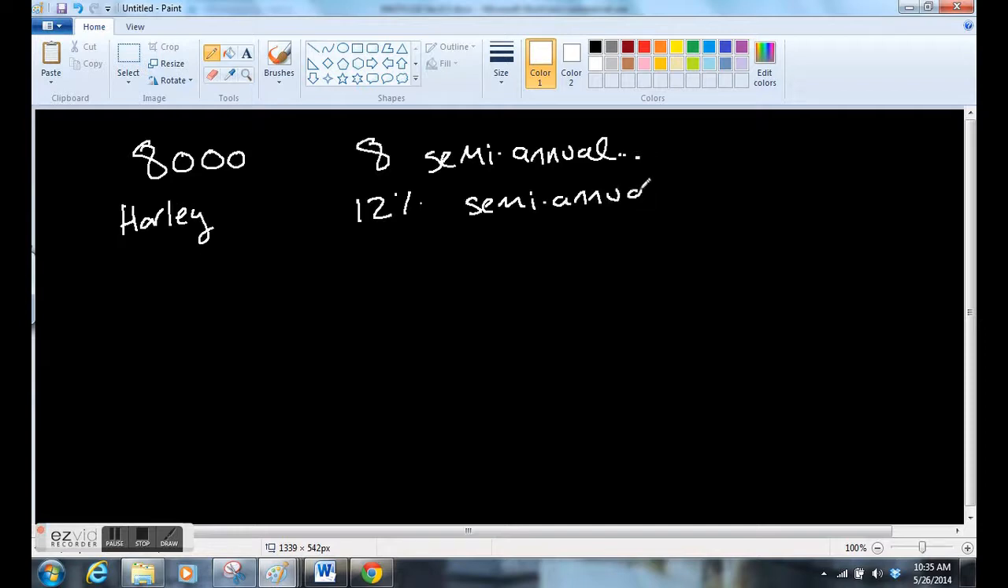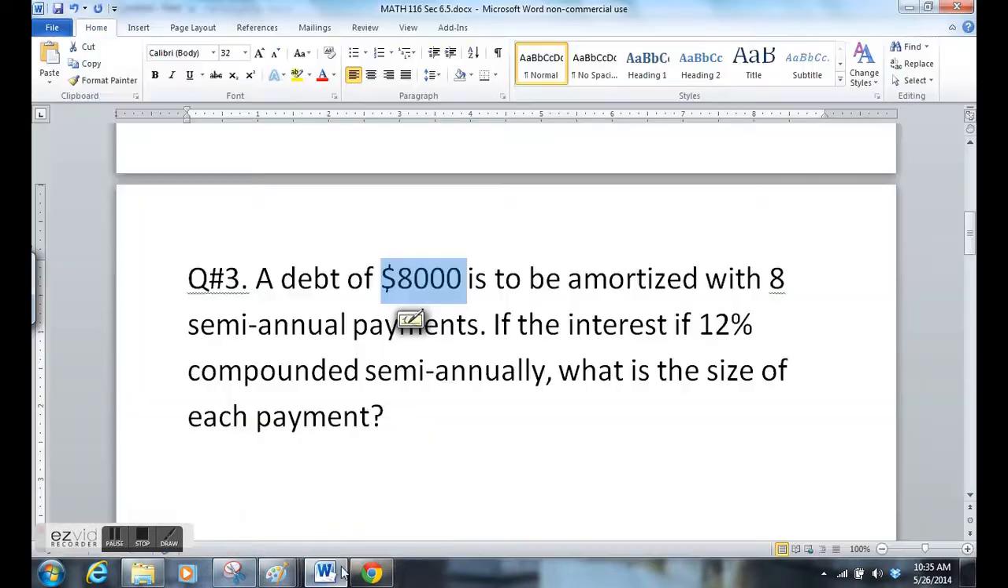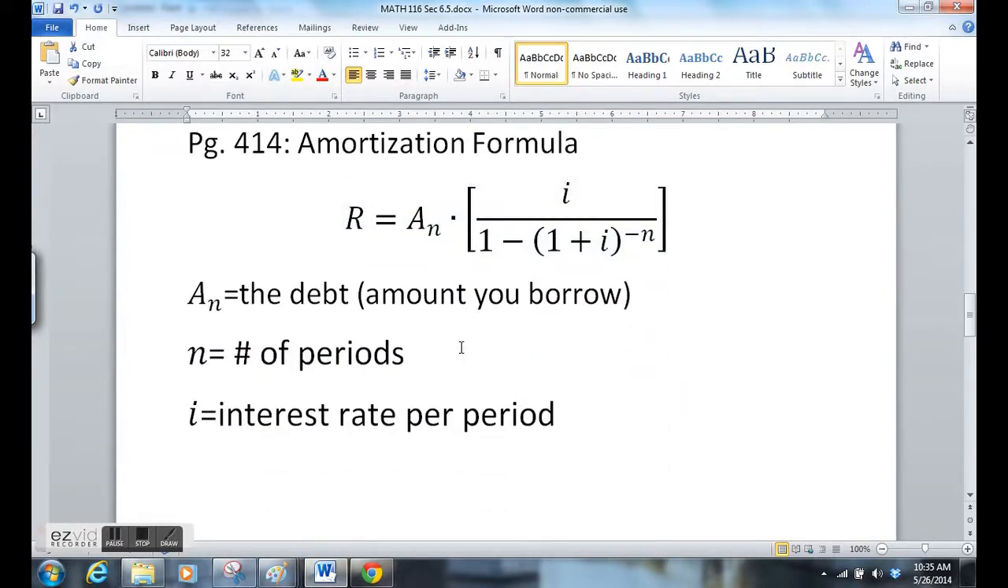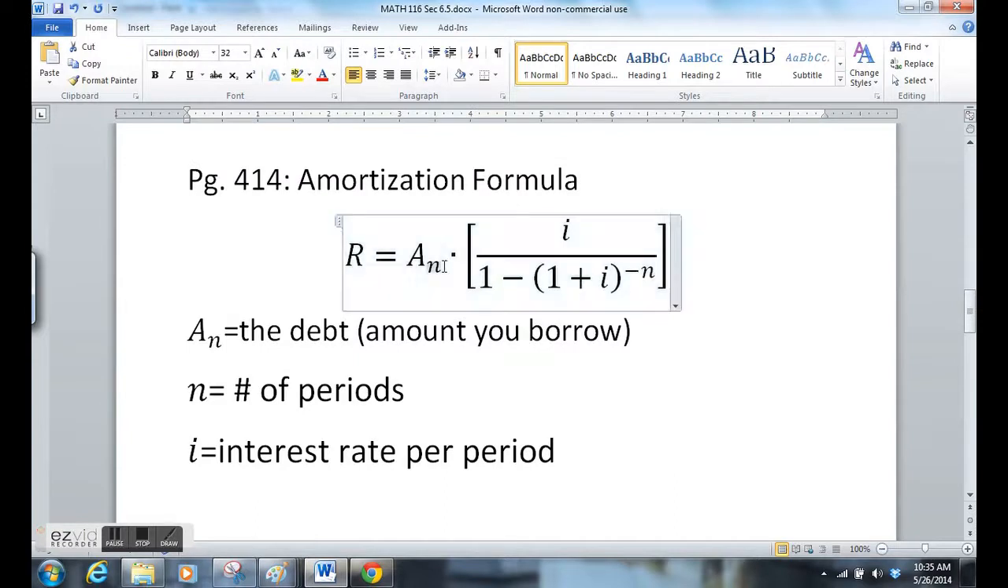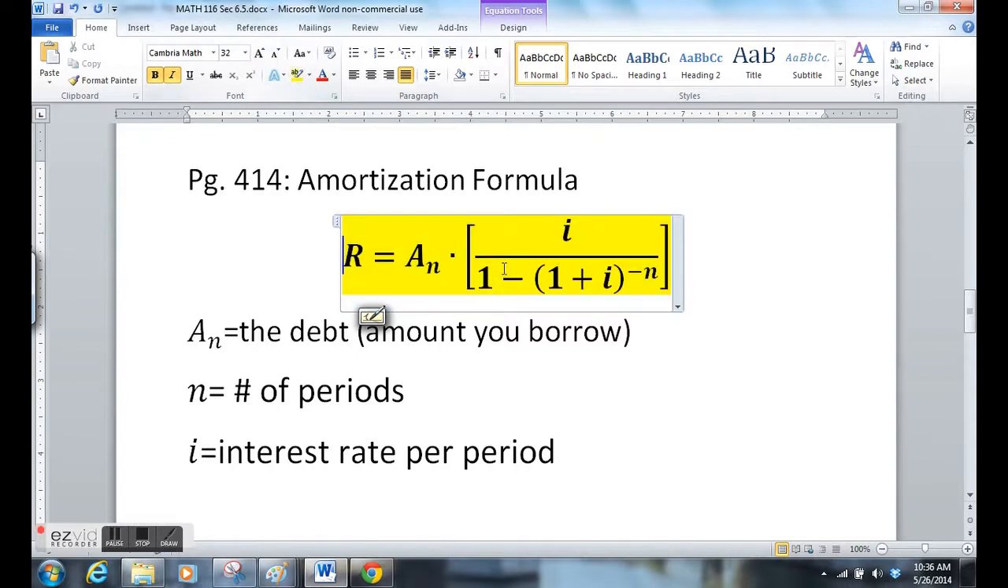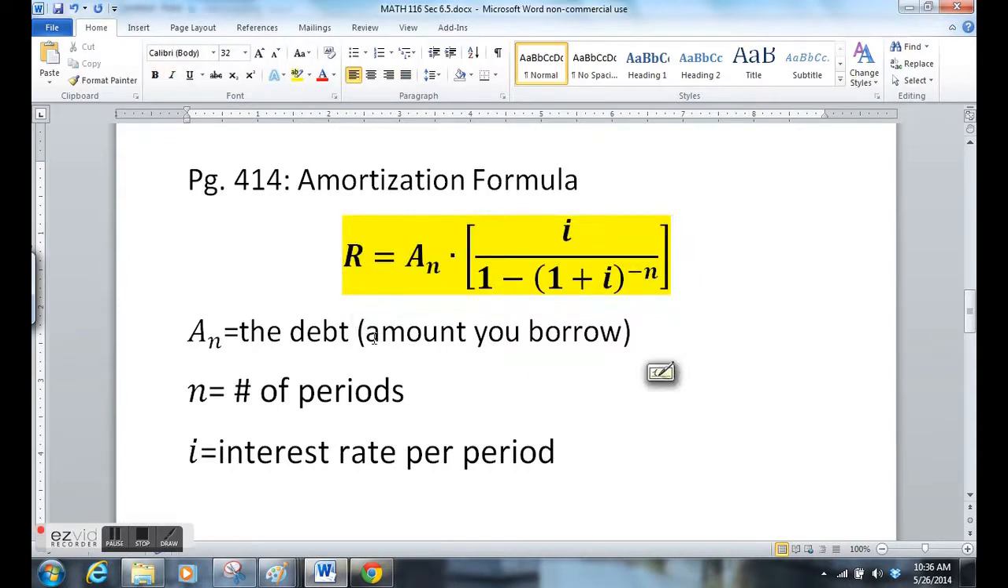So here is the formula you need to know. Here's the amortization formula. This is essentially the present value formula, but reversed and solved for R. In theory, you could take the annuities formula and solve it for R on your test, but you'll probably just want to write it down. This is the main formula you're going to use for this whole section.